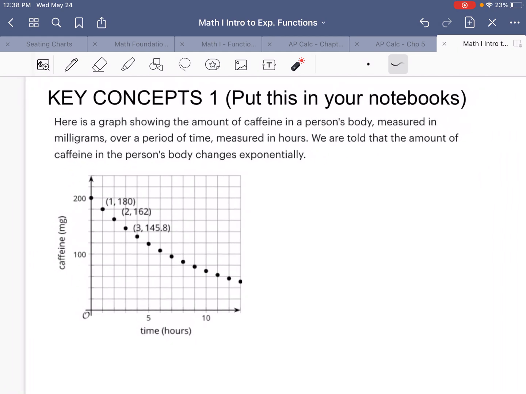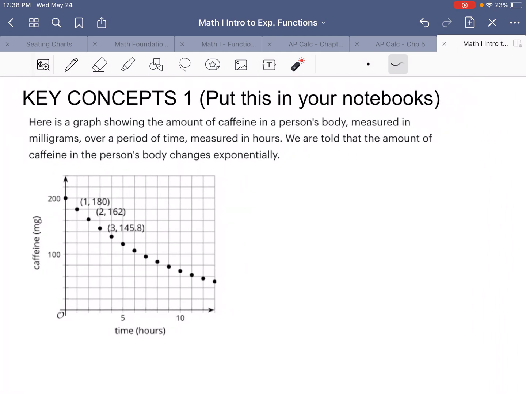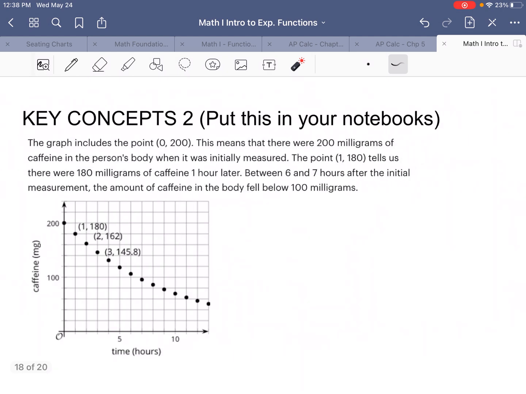So, here's a graph showing the amount of caffeine in a person's body measured in milligrams over a period of time measured in hours. So, caffeine in milligrams, time in hours. We are told that the amount of caffeine in the person's body changes exponentially, which we can see. There's this nice little curve here. That's definitely not linear.